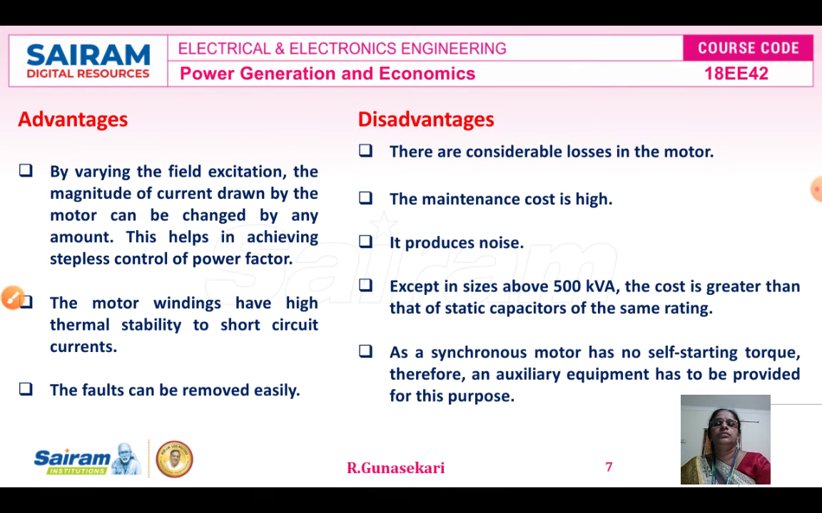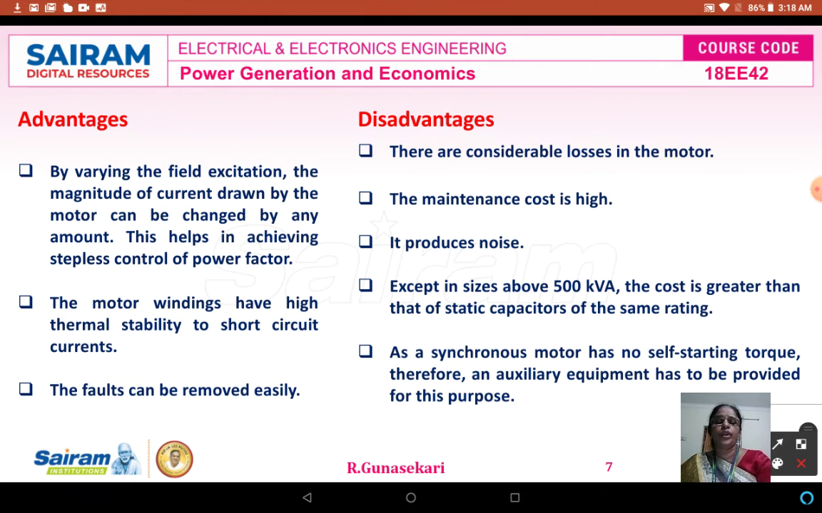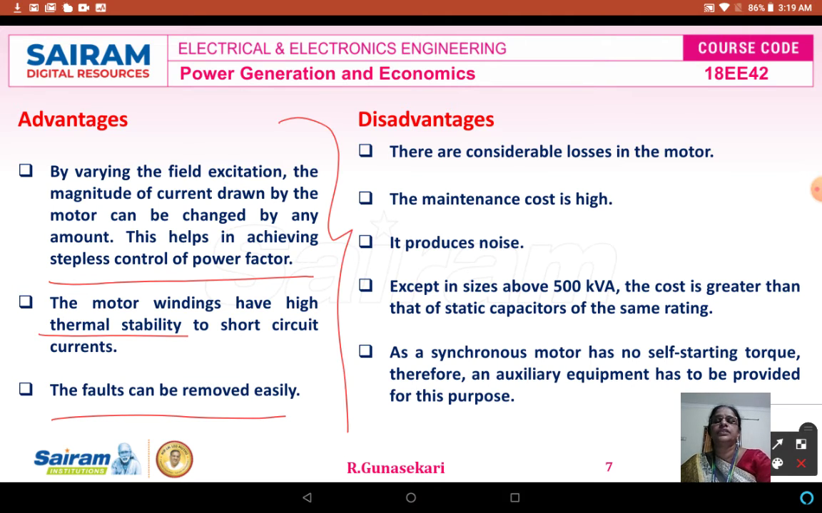Now the advantages and disadvantages of power factor improvement by using a synchronous condenser. The first one: by varying the field excitation, the magnitude of the current drawn by the synchronous motor can be changed by any amount. This helps in achieving stepless control of the power factor. The synchronous motor windings have high thermal stability to short circuit currents. The fault can be removed easily in the synchronous condenser. These are the advantages of the synchronous condenser.